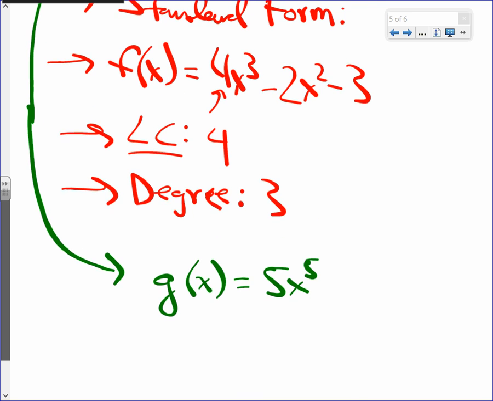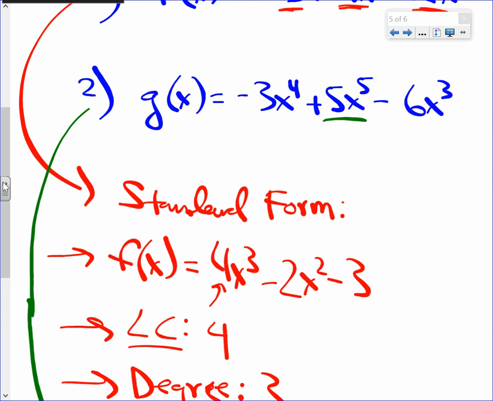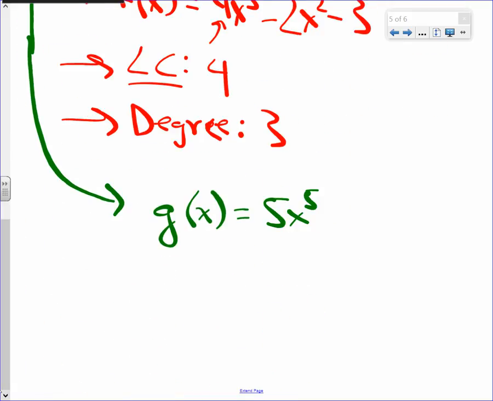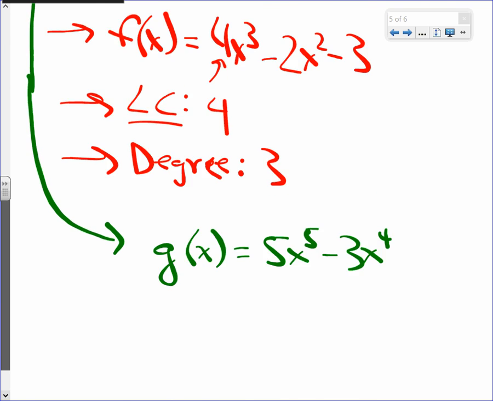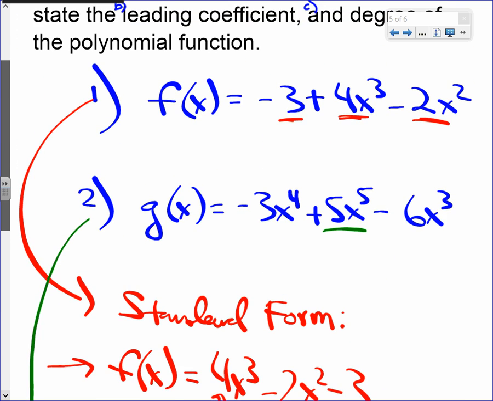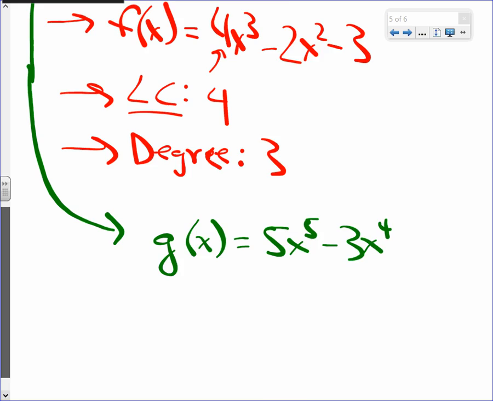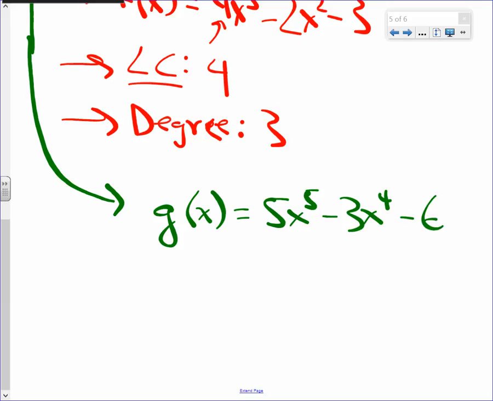Okay, now the term with the second highest. Here we go, negative 3x to the 4th. There's Camacho, I've been waiting for you. Minus 3x to the 4th. All right. Minus 6x to the 3rd. Standard form. I'll put SF for standard form. There's standard form.